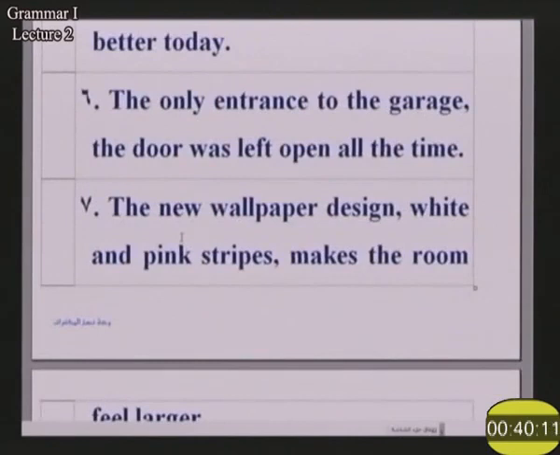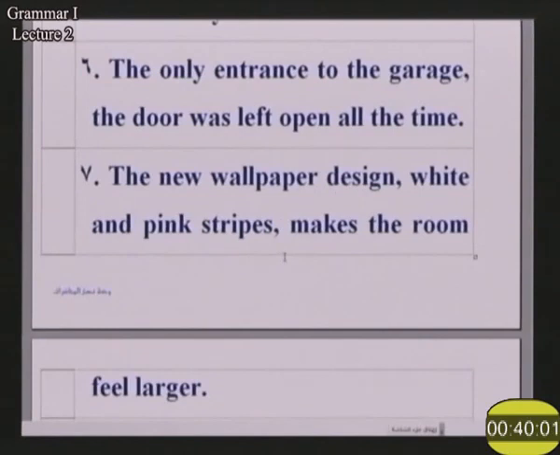The new wallpaper design, white and pink stripes, makes the room feel larger. Again, the part which is separated by commas is the appositive which you can omit. It relates to the subject, but it's not the subject. هو نفسه لكن ما هوش subject بتاع الجملة.